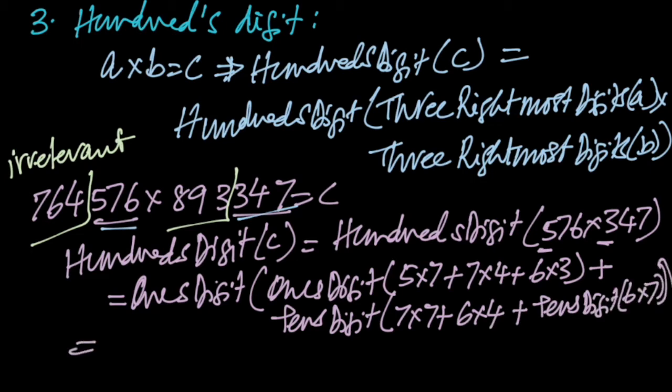So here this part is the cross multiplication for the hundreds place value. This is the cross multiplication for the tens value. This is the cross multiplication for the ones value. So we have to take the carryover from the ones place and then the tens place, and we have to add it to the hundreds place.